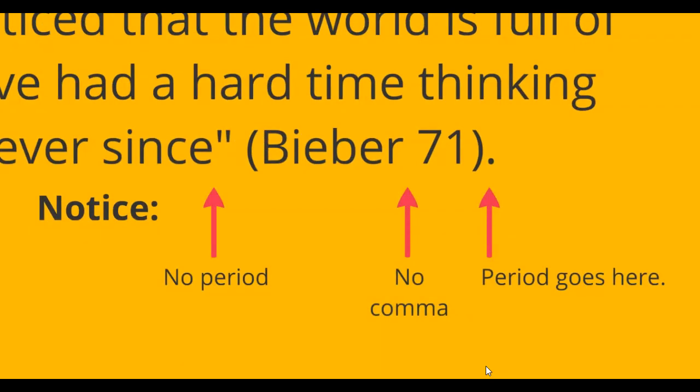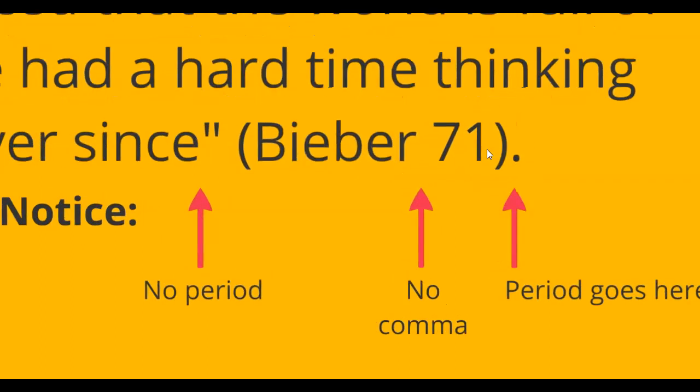Shaking my head. Anyways, I want you to notice that there is no period after the word "since." The period goes at the end of the parenthesis right here. There is no comma after Bieber. So this is how your in-text citation should be set up: no period here, quotation mark, space right here, parenthesis, author's last name, space, page number, in parenthesis, period.